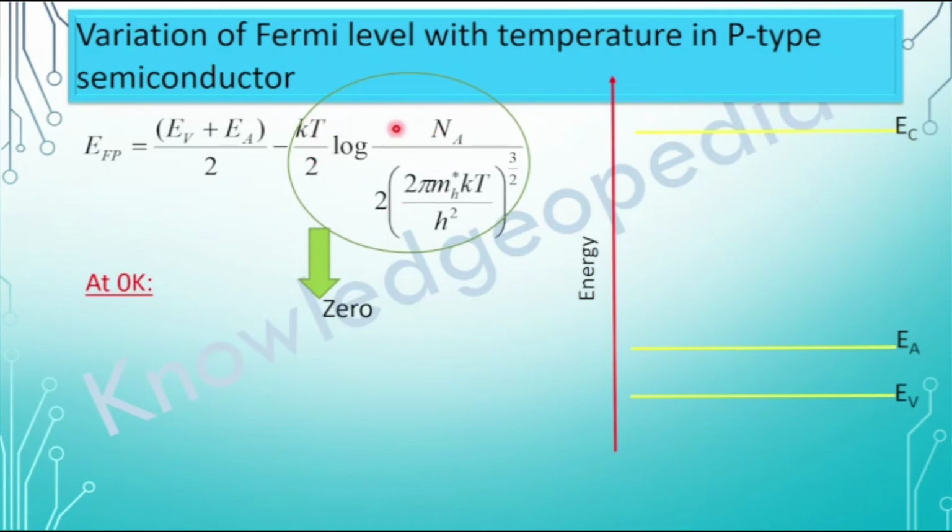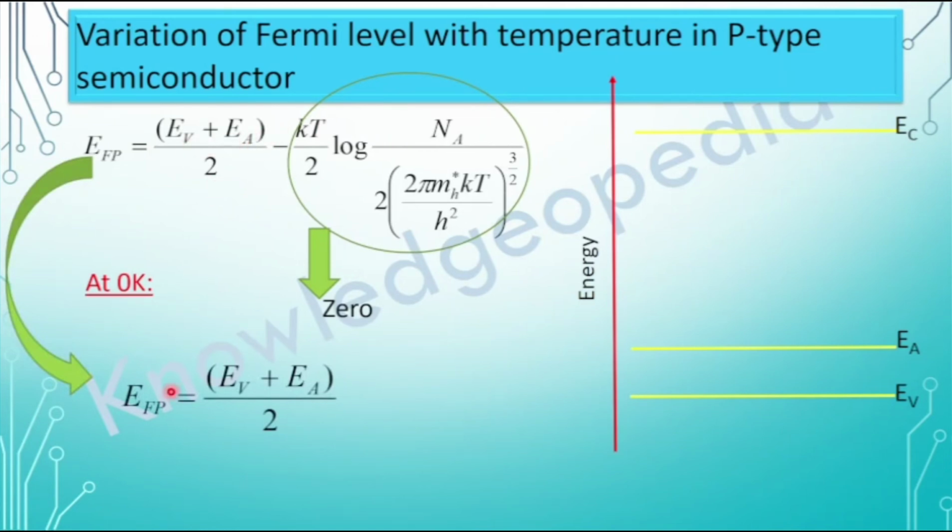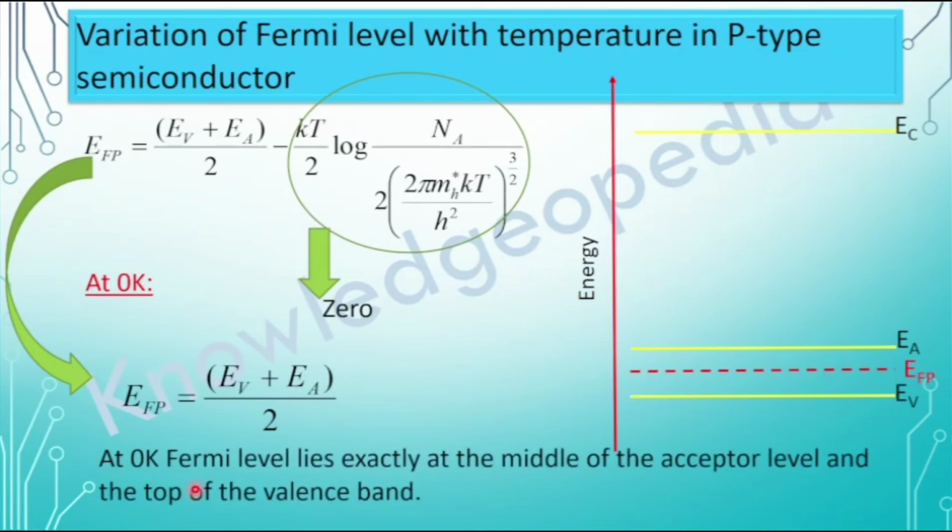That means what will be the value for EFP? That is EV plus EA by 2. So if it is EV plus EA by 2, this is the position for EV, this is EA. So what will be the position for EFP? Right, it is just at the middle of EA and EV. This is the position for Fermi energy in case of a p-type semiconductor, and that too the condition is at absolute 0. Thus at 0 Kelvin, the Fermi level of a p-type semiconductor lies exactly at the middle of the acceptor level and the top of the valence band.